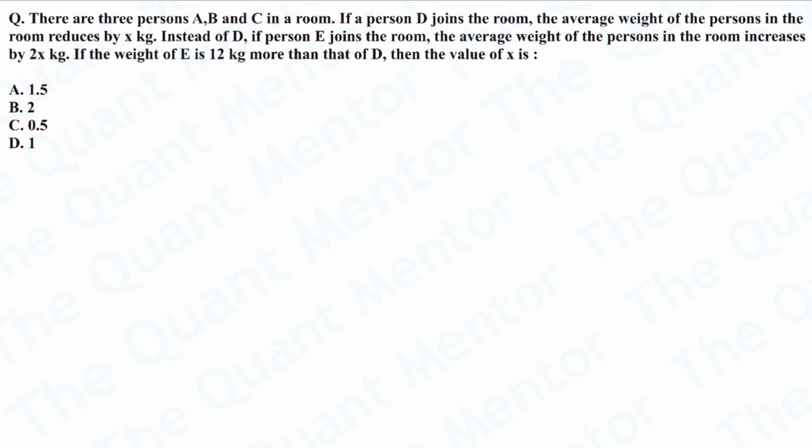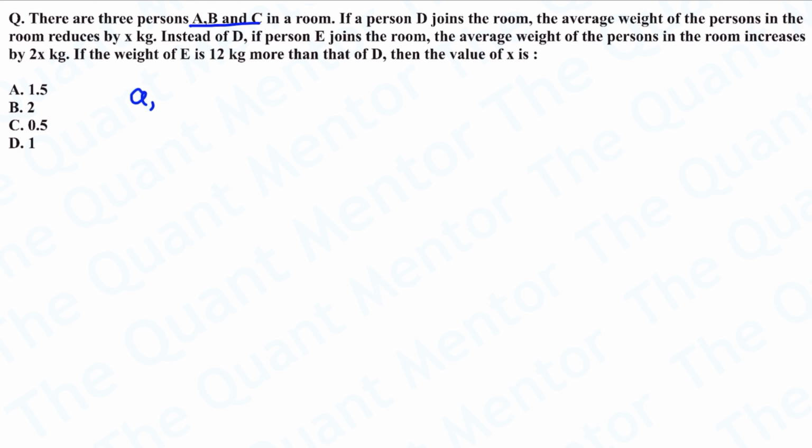Alright, so there are three persons A, B, C in a room. If a person D joins the room, the average weight of the persons in the room reduces by x kg. Instead of D, if person E joins the room, the average weight of the persons in the room increases by 2x kgs. If the weight of E is 12 kg more than that of D, then what is the value of x? Let us suppose the average weight of A, B, C is K.